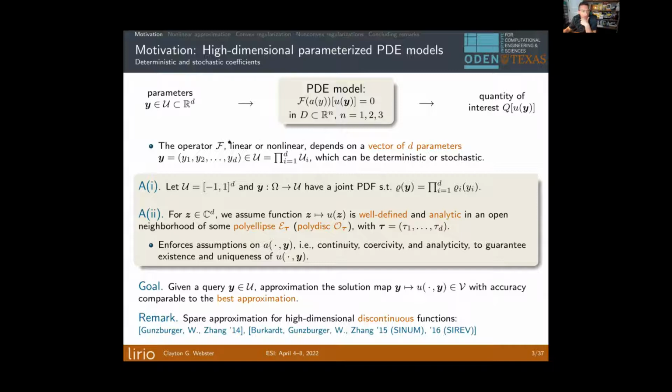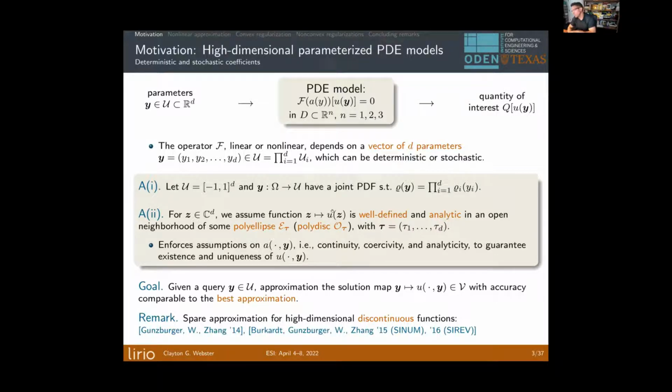In general, we can look at this operator being linear or nonlinear. The point is that it depends on a set of D parameters. So I parameterize the function or the model itself. For the purposes of this talk, I'll make two assumptions. One is that the domain is bounded, so it's a hypercube, and that I have a joint density from which I'll sample.